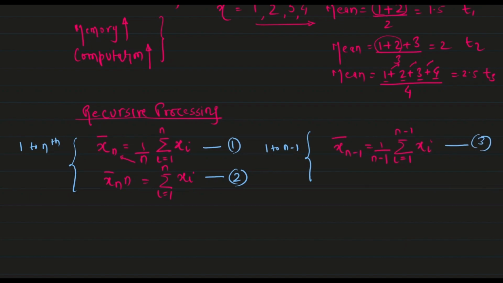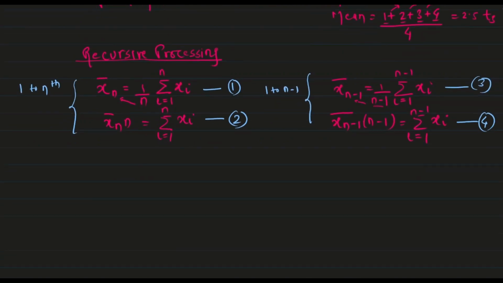And again, I'm going to do similar manipulation as I did earlier. I'm going to take this n minus 1 and shift it here. So this whole expression then becomes this, and let me call it equation 4. So far so good. Let's move further.